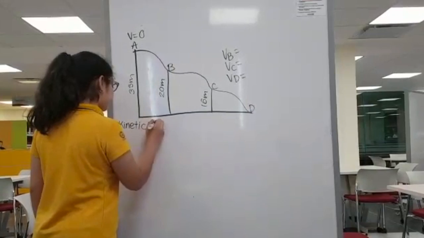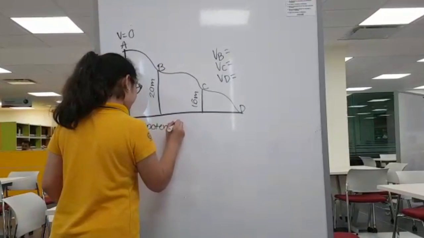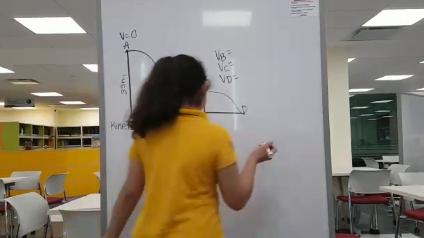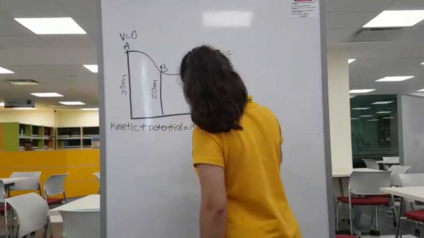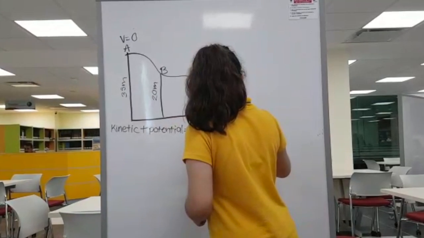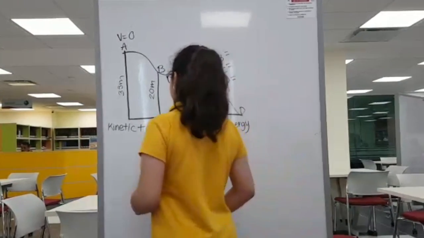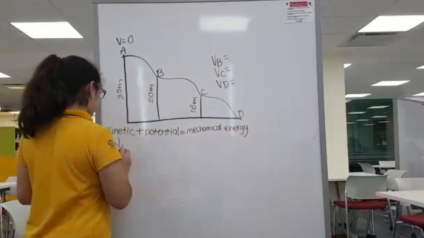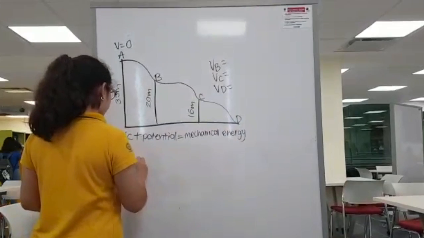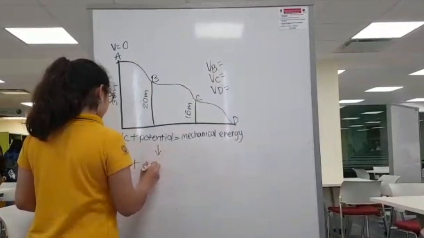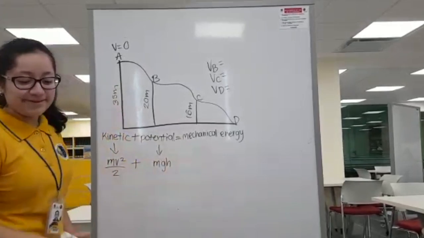Okay, so for this problem we have 4 points A, B, C, and D, and we have them all at different heights. We have to find the velocity of B, of C, and of D, and we only have the initial velocity of A, which is 0. Now first, let's write down the formula. Kinetic energy plus potential energy is equal to mechanical energy. Now kinetic is mass times velocity squared over 2, and potential is mass times gravity times height.